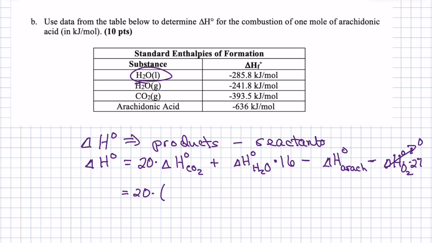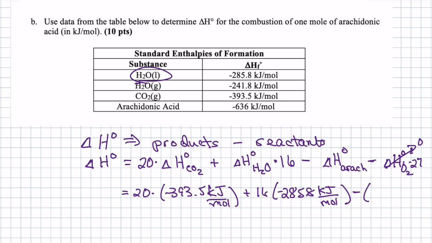From our table, we'll see that CO2 is negative 393.5 kilojoules per mole. And our H2O liquid multiplied by 16 is 285.8 kilojoules per mole. And then subtracting our arachidonic acid, which is negative 636. And again, this is where you do have to be careful with signs. But we're subtracting negative 636 kilojoules per mole.